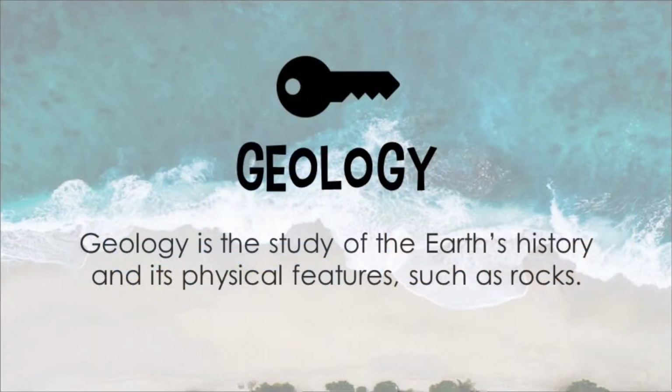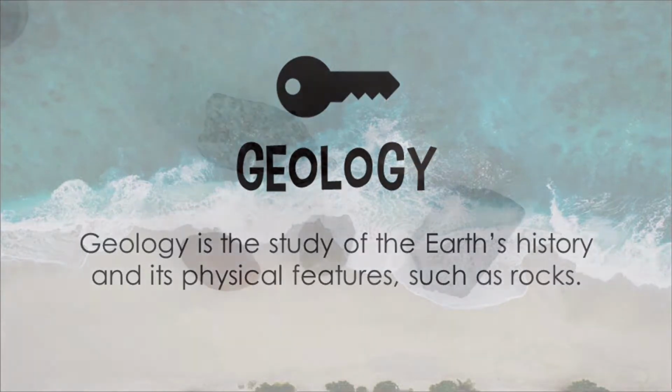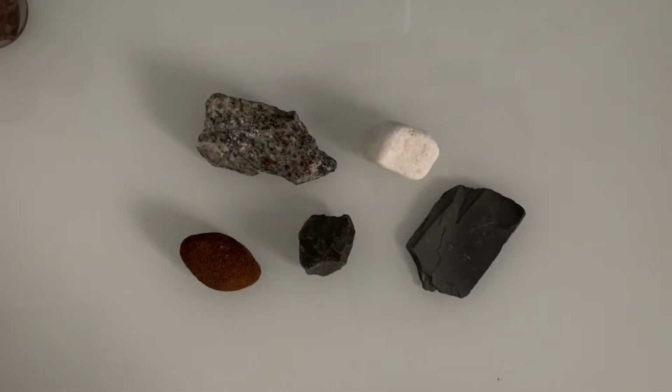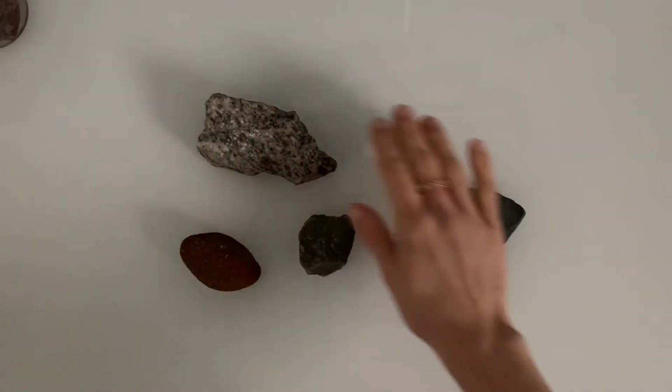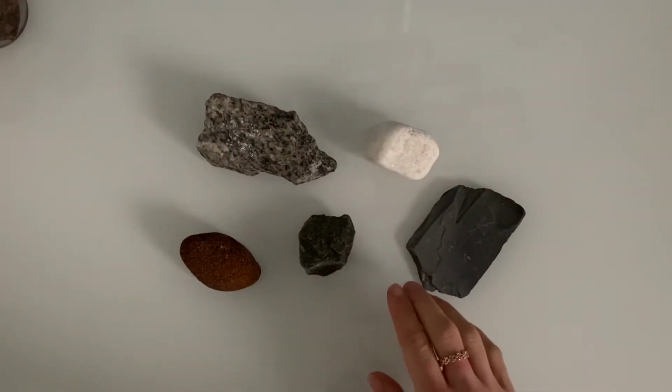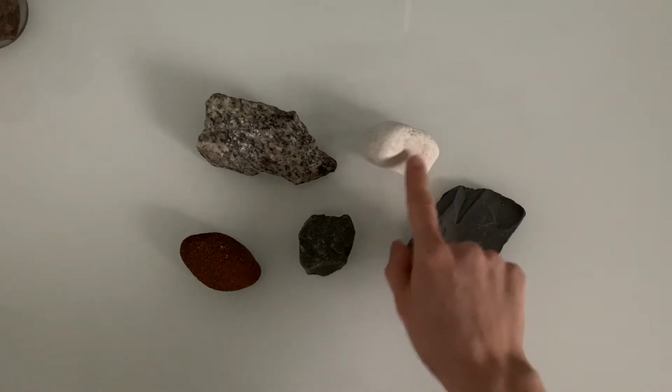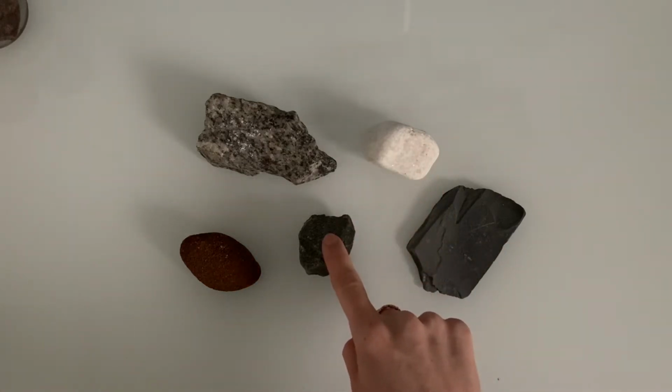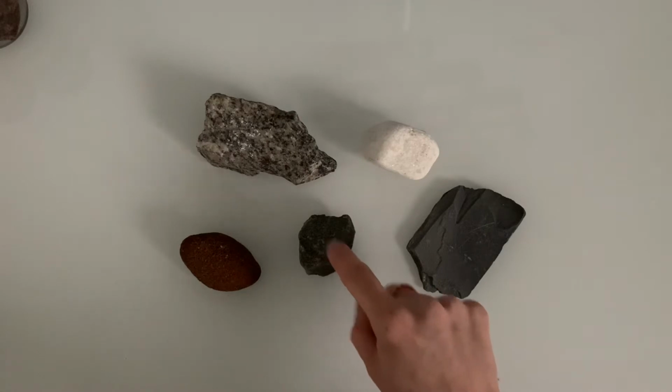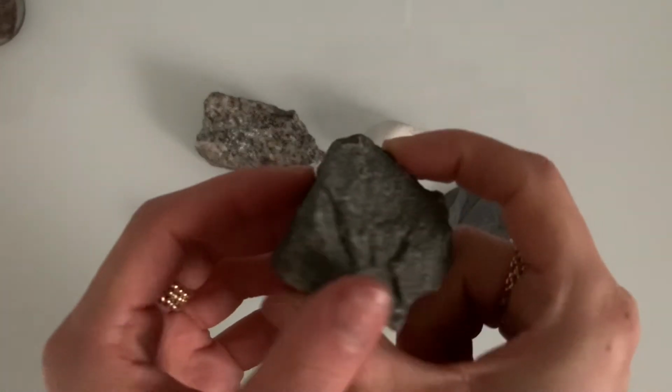So when we study various rock types that we find on our planet, this is linked to the subject of geology. And geology is the study of the Earth's history and its physical features. And one thing that geologists can study is rocks. So what I have here are some examples of various rocks that we can find on our planet as well as along our coastline. So let's have a look at each of these rocks in turn to have a better understanding of the different types of rocks that we find on our coastlines.